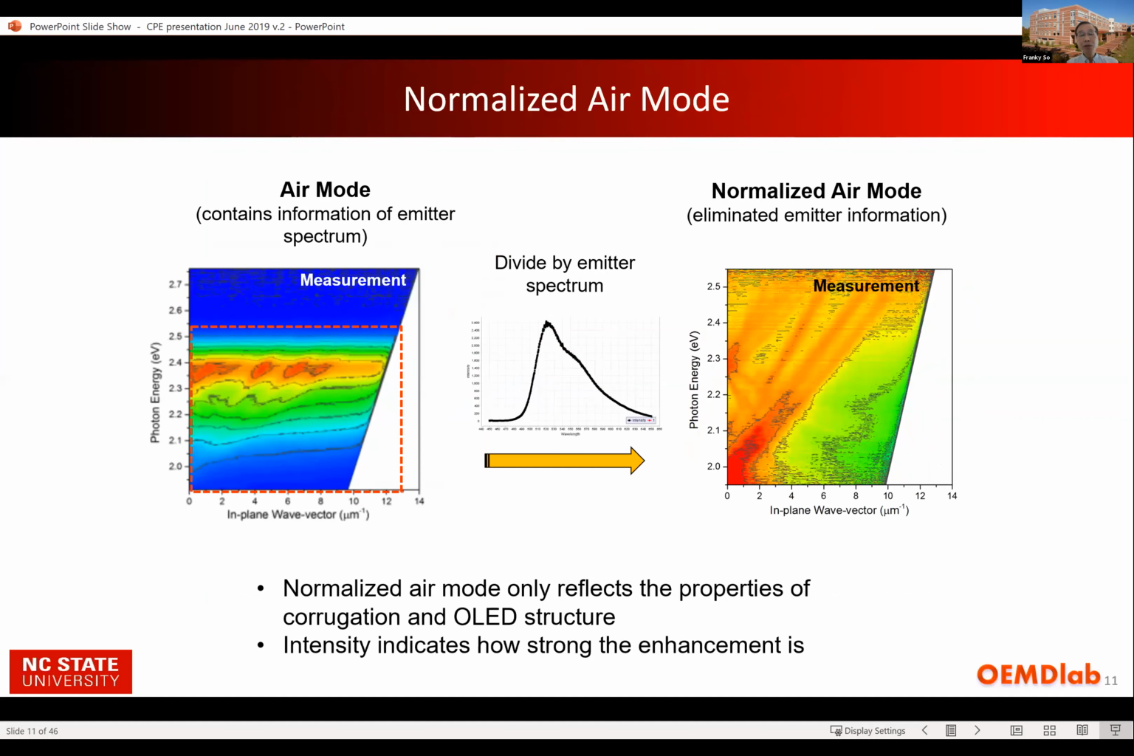You can do further analysis by taking the experimental data and dividing it by the emitting spectrum. Then this is the normalized dispersion. Now this really corresponds to the band structure of the corresponding photonic crystal. You can identify, for example, this is the TM waveguide mode. This is the TE mode, which is very weak, and I'll explain why we have such weak diffraction from the TE waveguide mode. And the strongest is coming from the SPP mode.